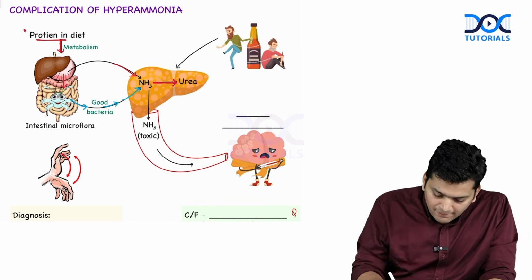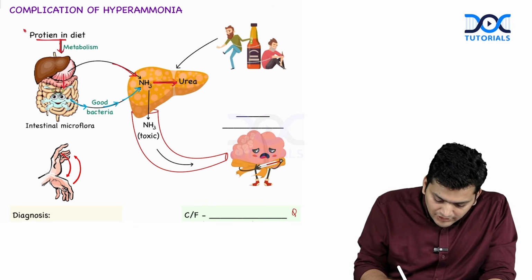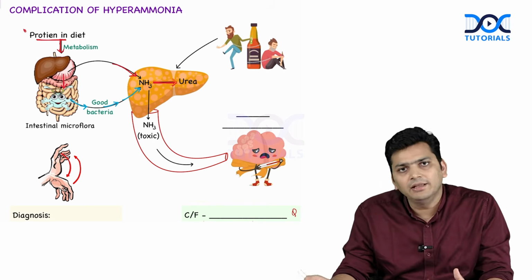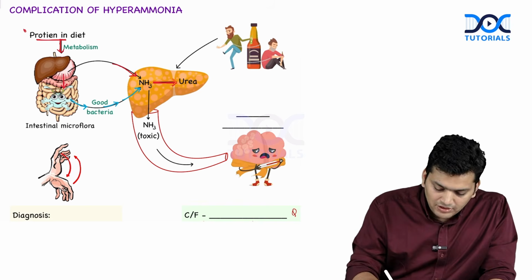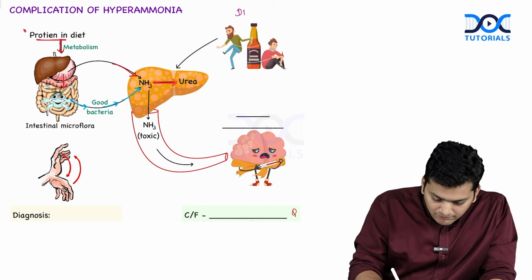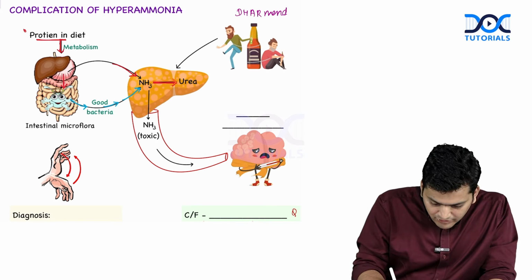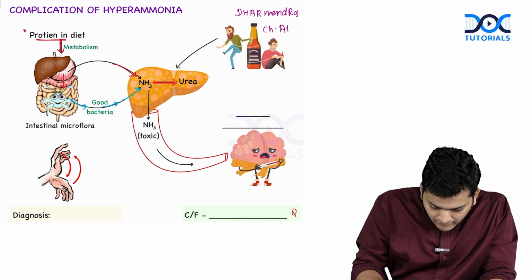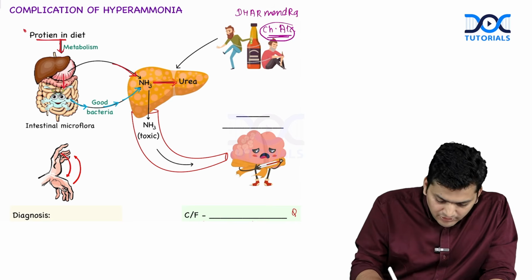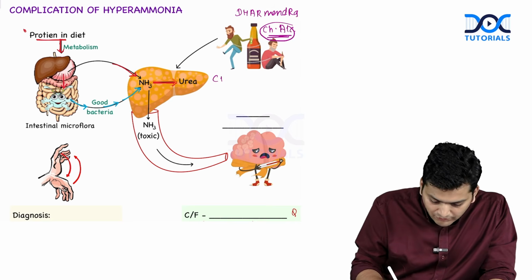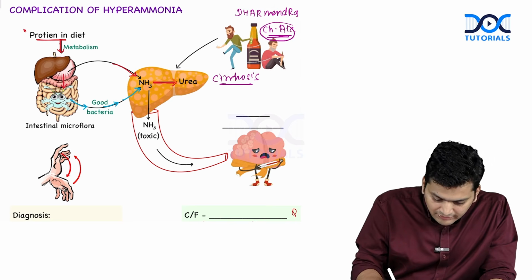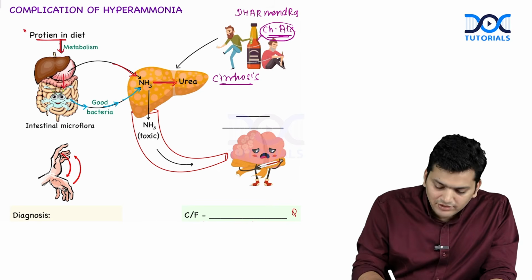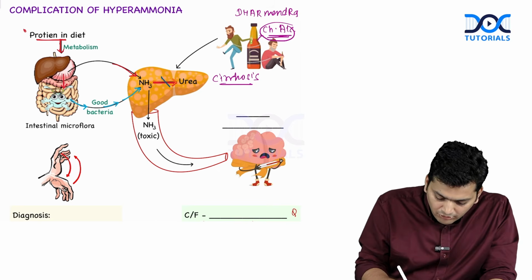This ammonia will be easily converted into urea with the help of the urea cycle in the liver. But for example, there is a patient, his name is Dharmendra. Dharmendra is a chronic alcoholic, and because he has chronic alcoholism, he has developed cirrhosis of the liver, meaning the liver has been damaged. If the liver is not working, the ammonia will not convert into urea.